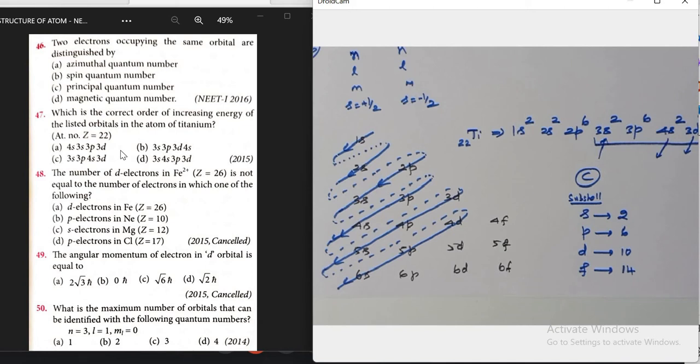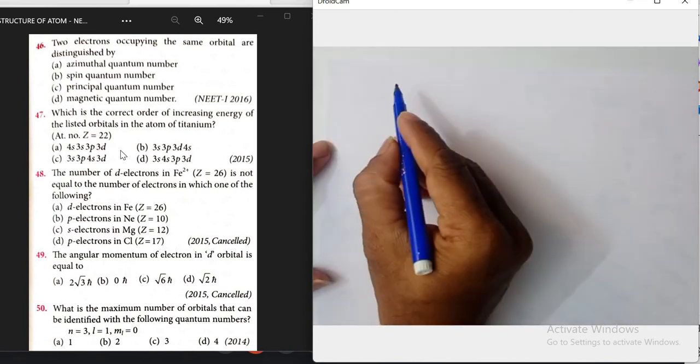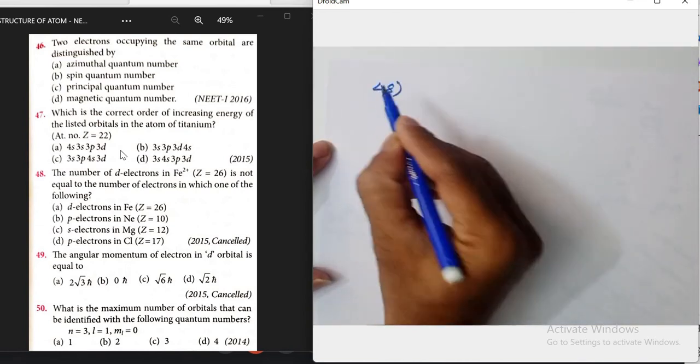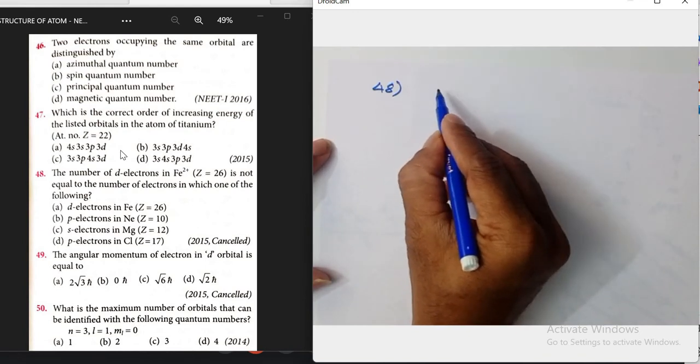Yes, sir. Then let me go to the next question. Question number 48. The number of d electrons in Fe2+. They are asking the number of d electrons, right? Read the question carefully. The number of d electrons in Fe2+, for Fe atomic number is 26, is not equal to the number of electrons in which one of the following?